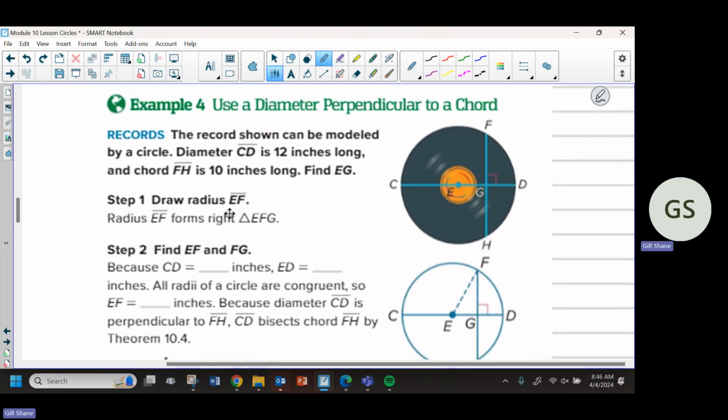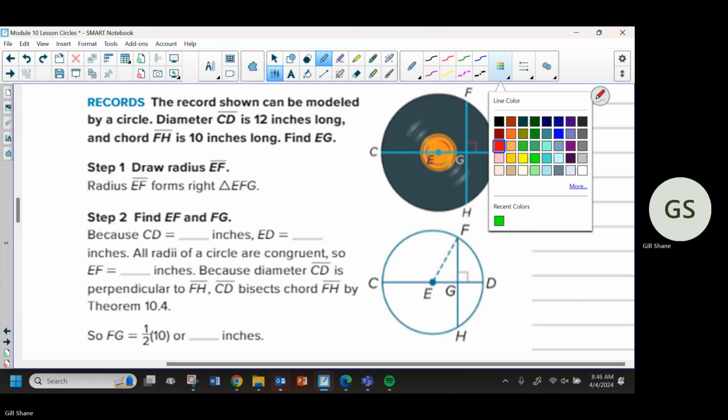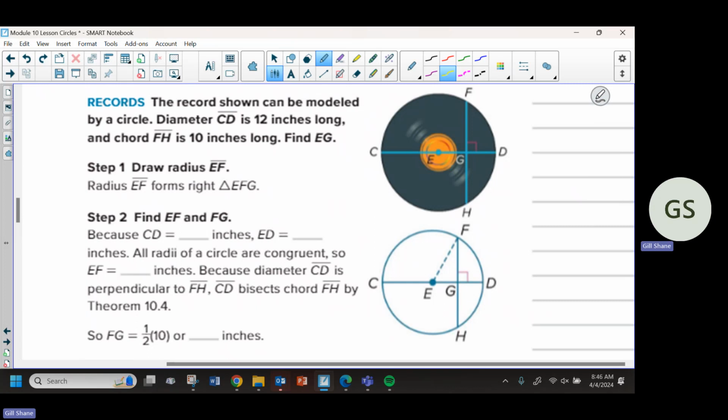So again, you would kind of have to be able to create this yourself from that, or you can just create it right there. I'm just going to write it right over the top of that. So it tells us the record shown can be modeled by a circle. I'm just going to do it right on the record. It says the diameter CD, so they give you that. CD is 12. I'm not going to write the 12 in there. Just know that yellow line is 12. Because here, I'll circle it. So that's the yellow line, the diameter.